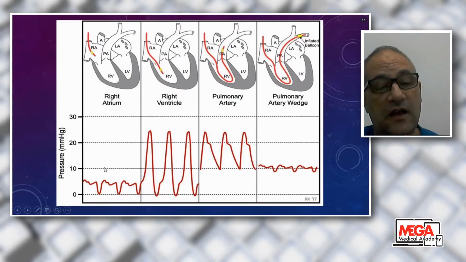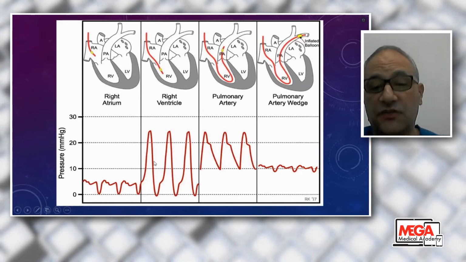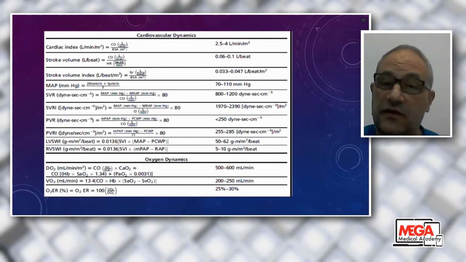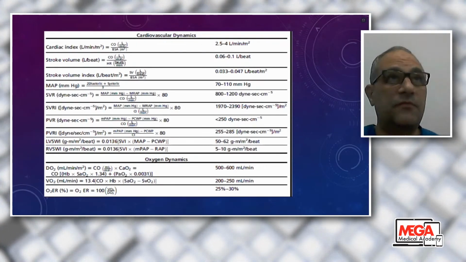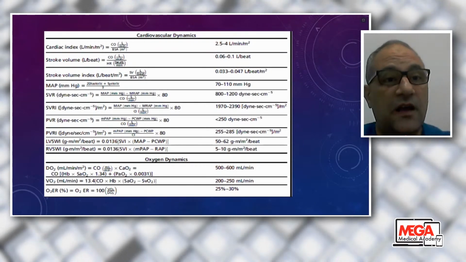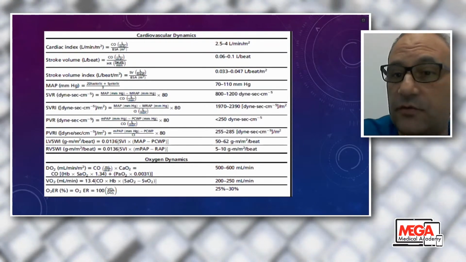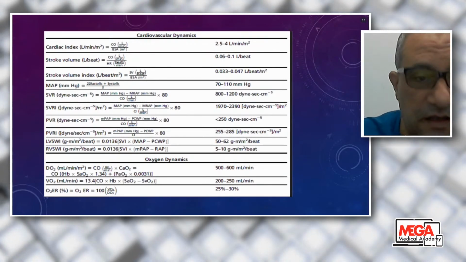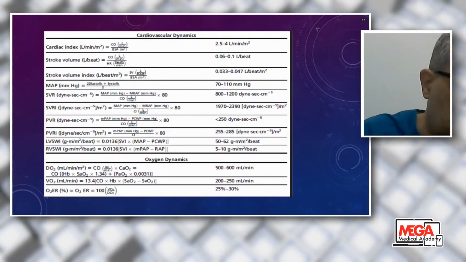So this is a pathway. It can be inserted guided by the pressure tracing, or guided by transesophageal echocardiography, or guided by fluoroscopy. Choose what is available in your center, but it can be inserted easily in most of the cases.